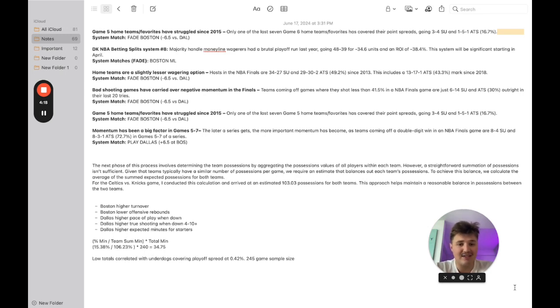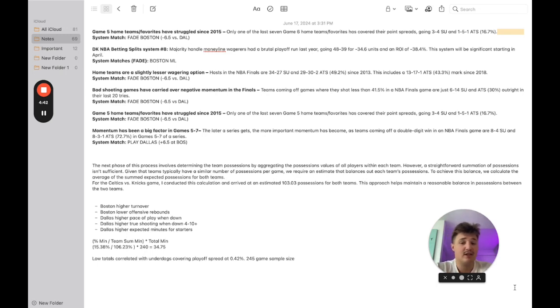Only one of the last 7 Game 5, I already talked about that. But the next one, momentum has been a big factor in Games 5 through 7. So the later the series gets, the more important momentum becomes, especially when you have these higher favorites. Right now, Celtics are minus 6.5, and they covered both times as minus 6.5 against the Mavericks in the first 2 games.